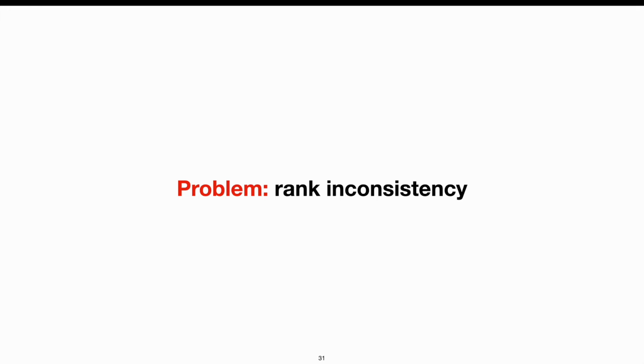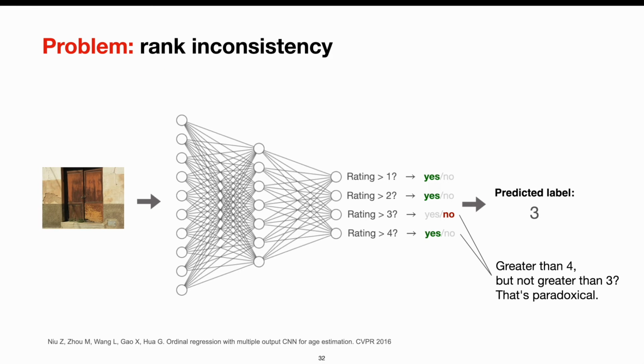While this method had a very good predictive performance, there was one little issue with this method, and that is rank inconsistency. So what is this rank inconsistency? Consider a case where you have this prediction task and the rating for the first output node is yes, the rating for the second output node is yes, and then you have a no, and then you have a yes again. The predicted label here might be correct, let's say it's 3, but you have some paradoxical statements. You have a network that predicts that the label is greater than 4, but it is not greater than 3, which doesn't make sense.